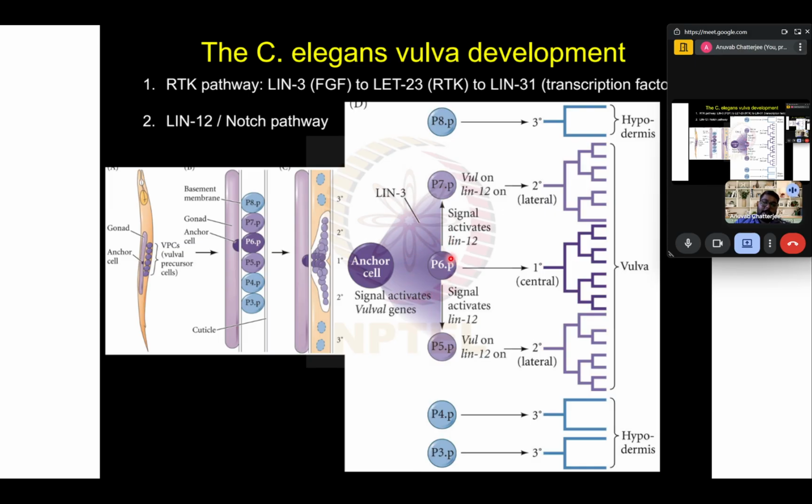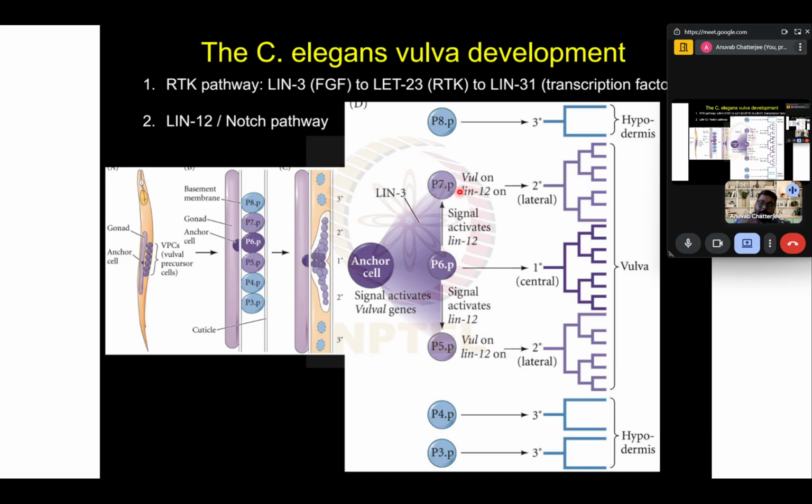And now P6P, since again it has the most of the signal from the anchor cell, does something known as juxtacrine signaling, especially the Notch-Delta pathway, where it signals P5P and P7P to not become a primary but a secondary cell, and have a secondary cell fate and form other structures in the vulva.